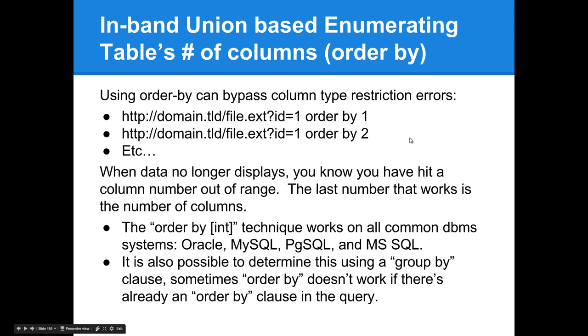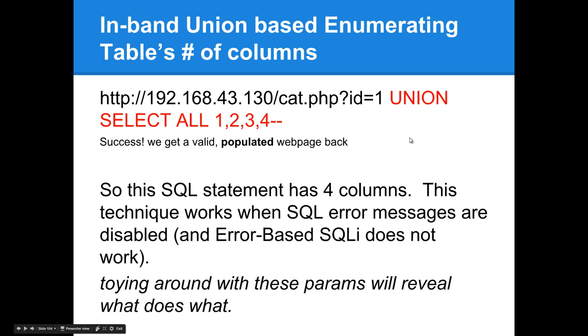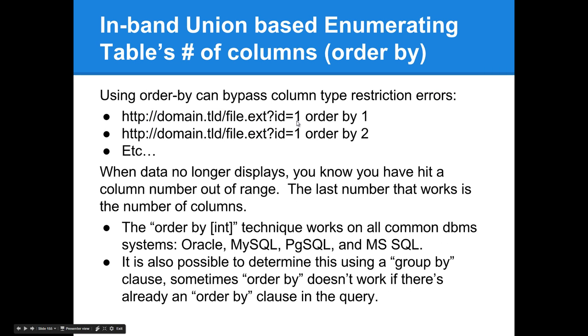Now, there's another technique without using the union select all enumeration method, and it is the order by clause. It's similar in nature. You enumerate starting with 1, then 2, then 3, and so on, and you keep doing it until it no longer displays a valid page.